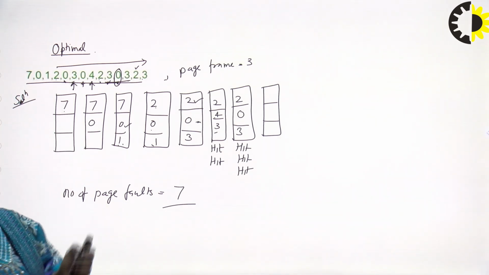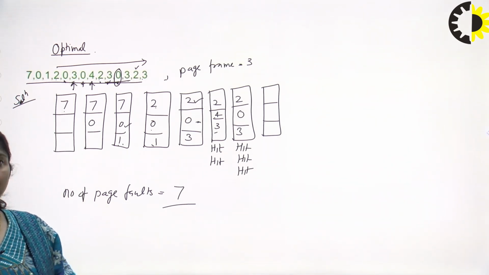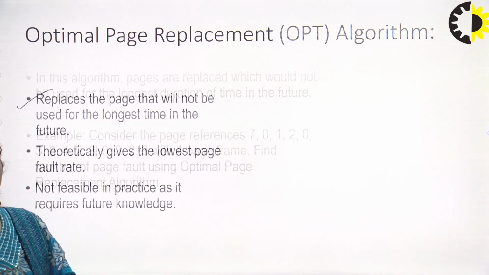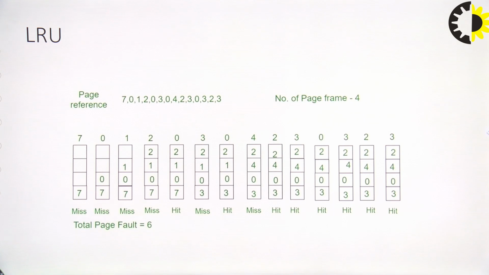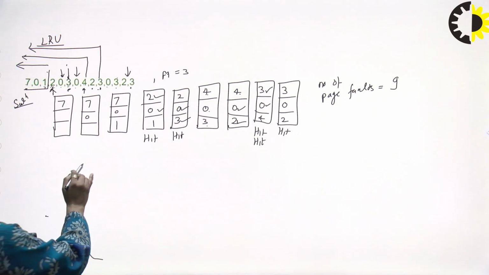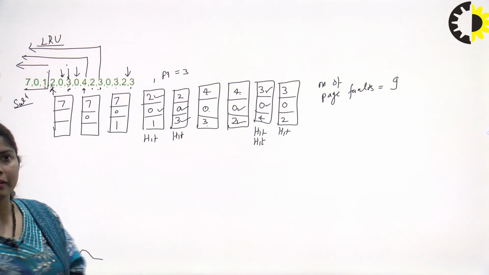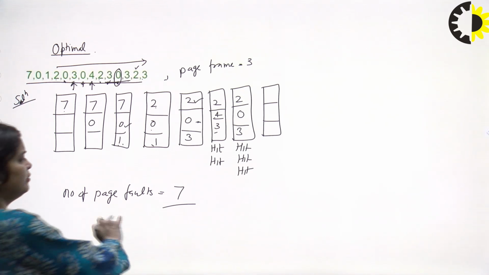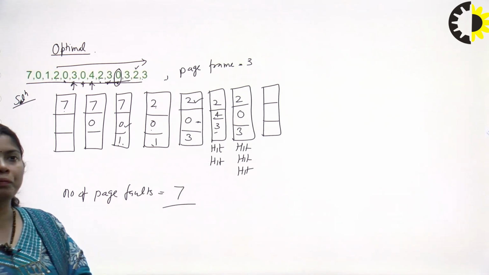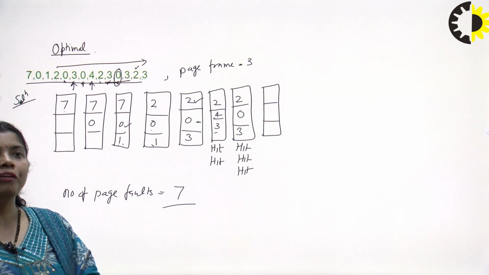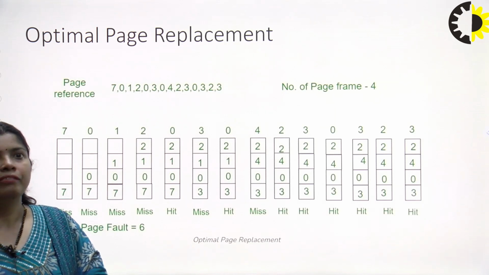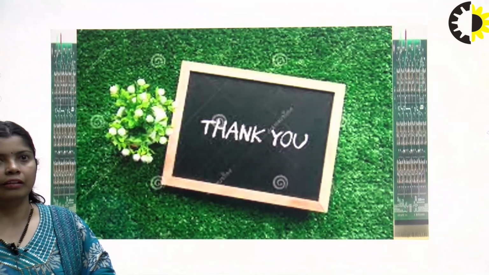So you can see for the same number of pages, the optimal solution always has fewer page faults. The same procedure and same page numbers were there in the LRU technique, but there we got 9 page faults. Here you get 7. So in the optimal page replacement, the number of page faults will always be lesser. Fine. Thank you.